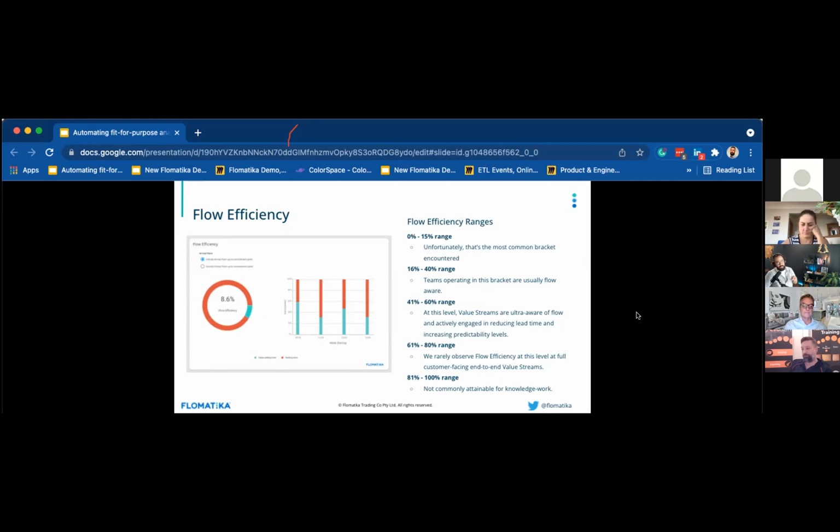And when you see that, that's usually worse than being in the first region, 0 to 15%, because when flow efficiency shows up in the range of 80 to 100%, it means that most of the queues are hidden, right? So the queues are hidden, not explicit, and you don't know when the work is actually receiving attention or not.